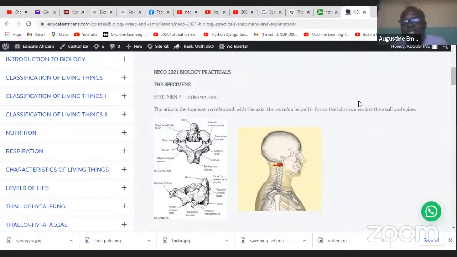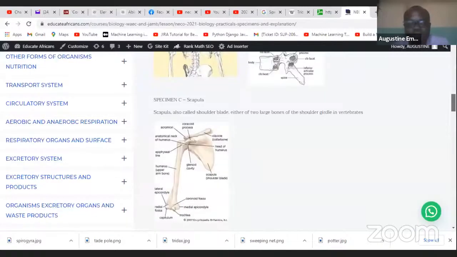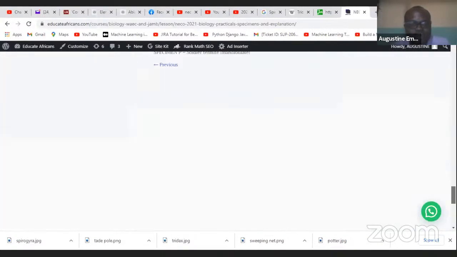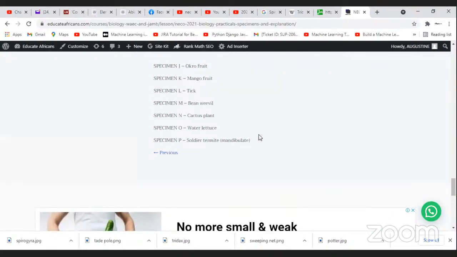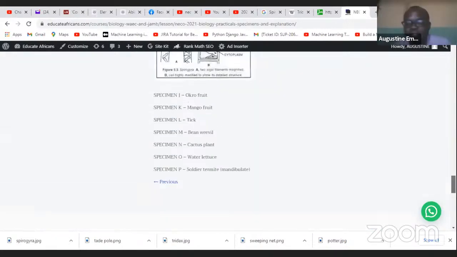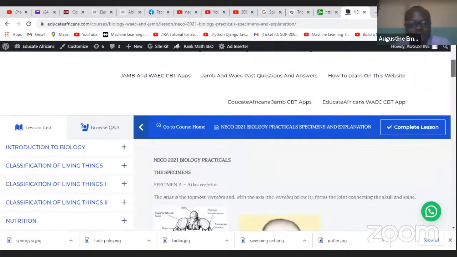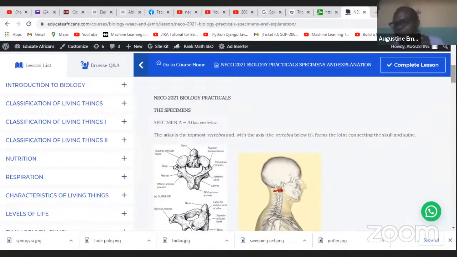So please let's take a look at the various specimens. We have specimens A to P. Let's start with the first specimen. Today we're going to be looking at those specimens and their diagrams. Then possibly tomorrow or next week we look at the functions and their relation to other things in the body.